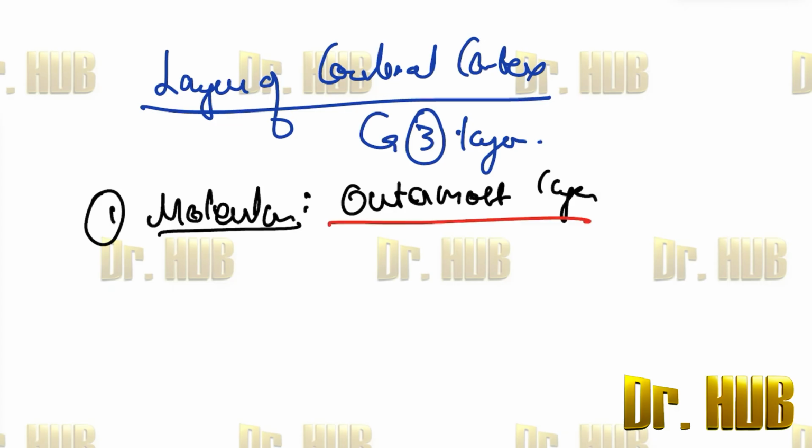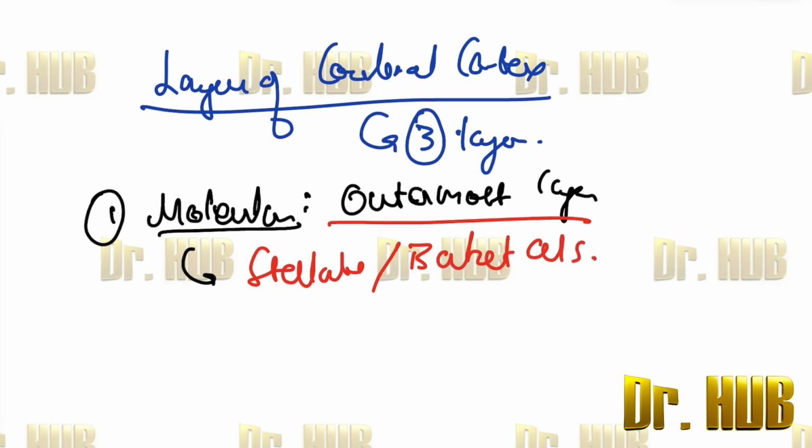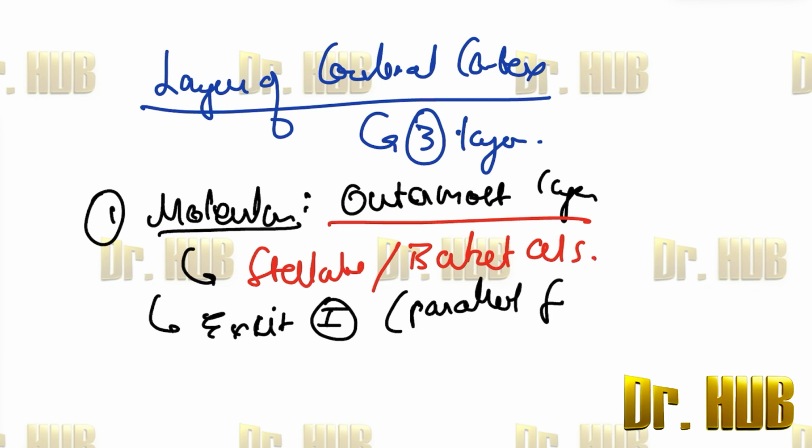It contains the stellate cells and the basket cells. They receive excitatory input from the parallel fibers, and they form inhibitory synapses on the Purkinje cells.